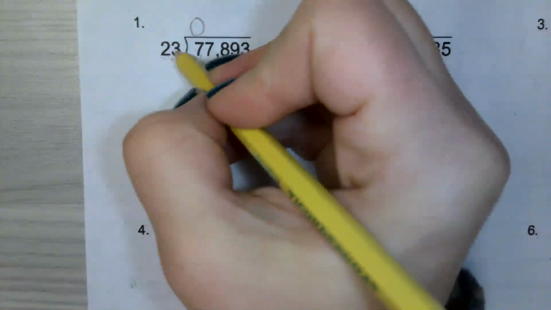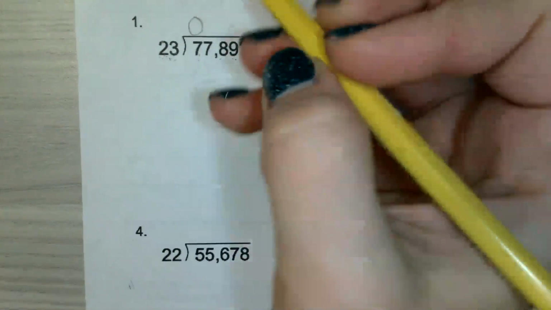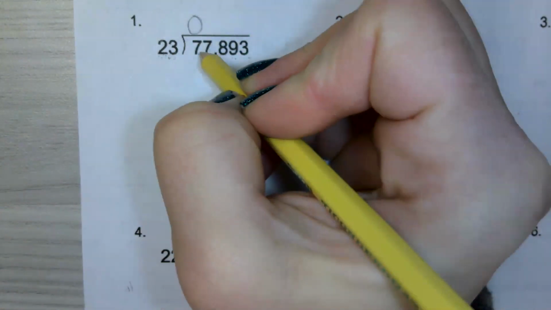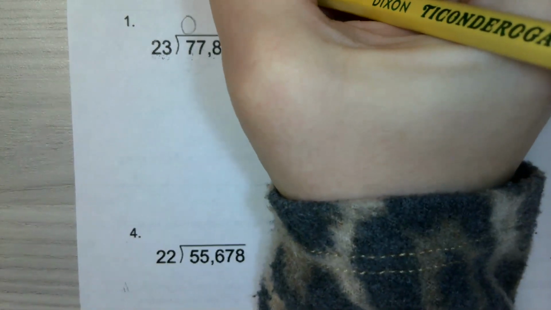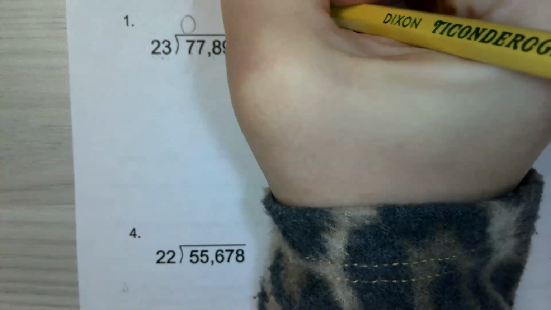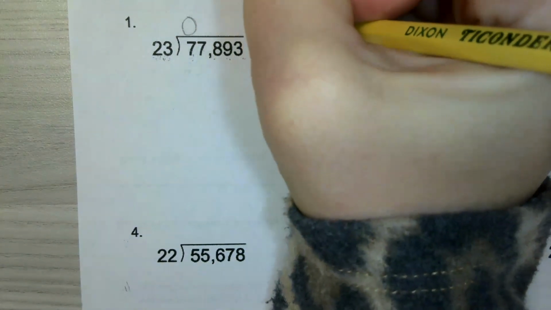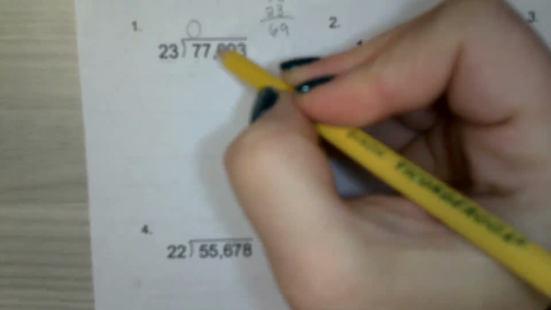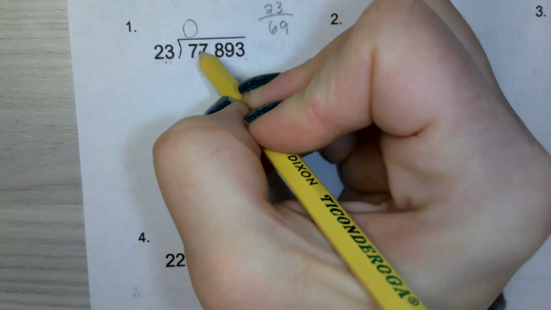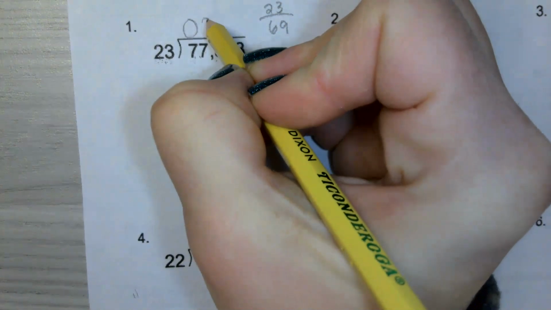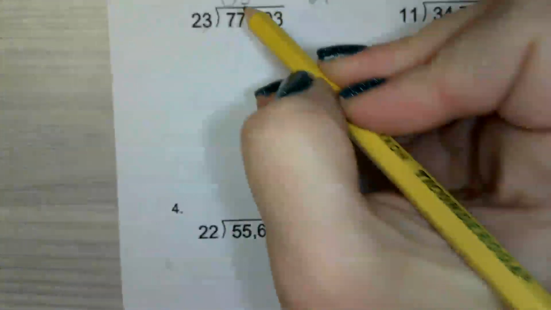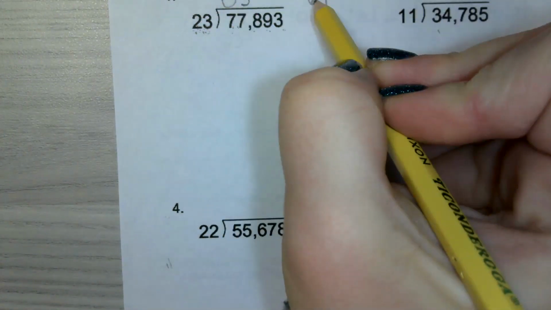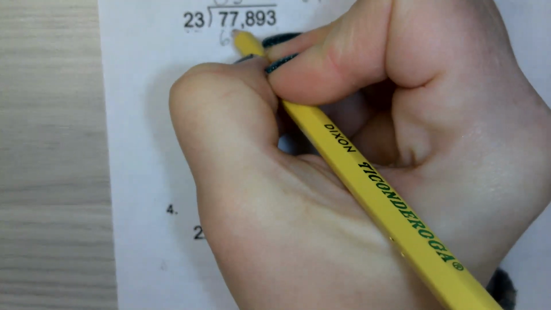Well, let's see. 23 times 2 is 46. So it's got to go in there more than 46. What's 23 and 23 and 23? That is 69. If I add another 23, it's going to go over 77. So 23 goes into 77 3 times. So I'm going to put a 3 right there. And I know that 3 times 23 is 69 because I already did that math.